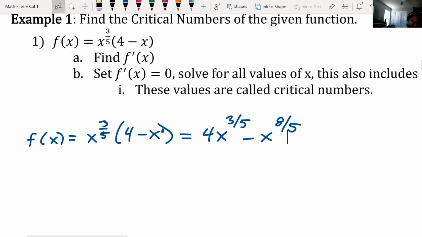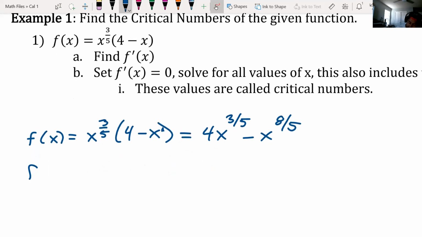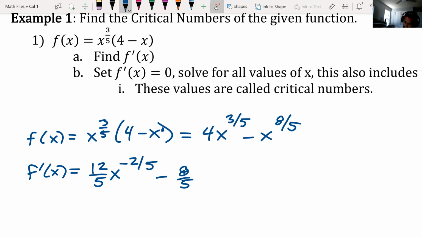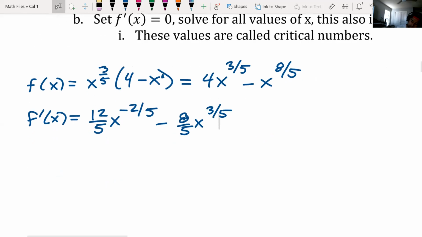There we go. Now take the derivative, and we're going to get 4 times 3/5. What's that? 12/5. 12/5 x, you take 1 away. That's going to be to the negative 2/5 minus 8/5 times x. And you take 1 away, and you get 3/5. Okay. So there's our derivative.